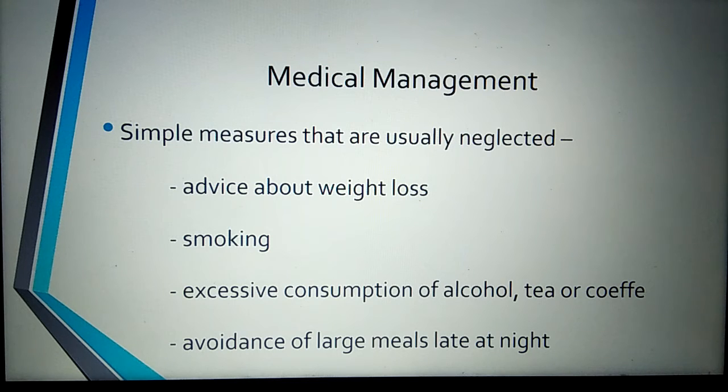Quit smoking. Stop. Avoid excessive consumption of alcohol, tea or coffee. Avoid large meals, especially late at night.